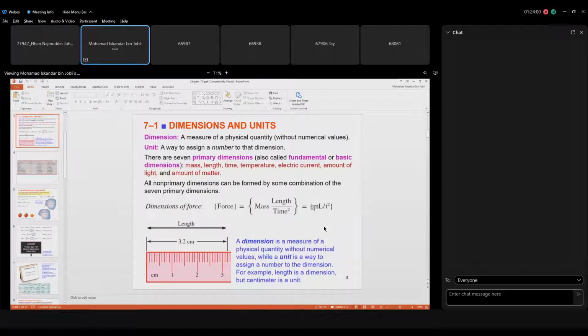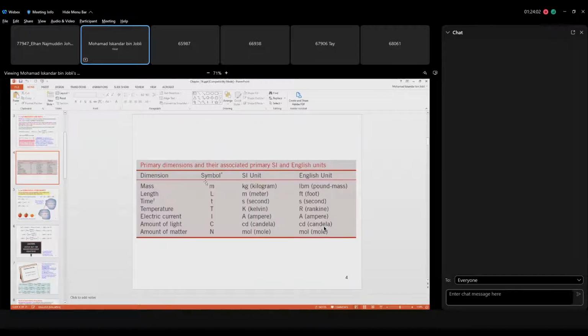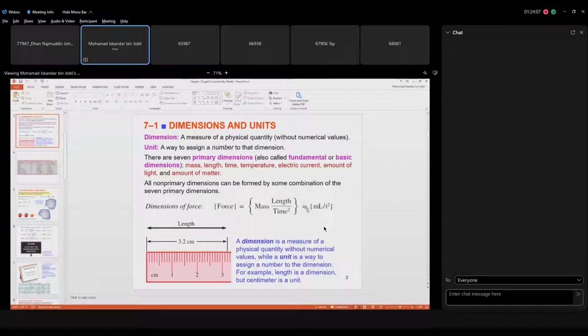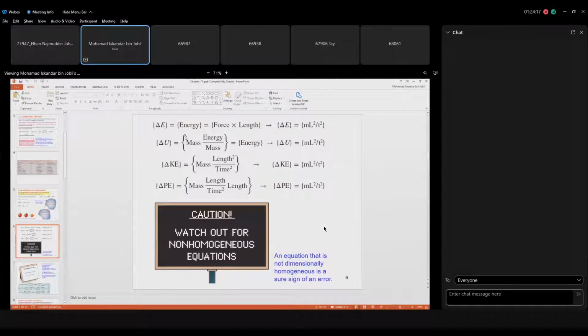So m is the mass, L is the length, and small t is the time. Force is mass M, length L over time square, t square. You have the force readily available here. Have a look at this one. Energy equals force multiplied by length. Force has already been defined earlier, you just need to multiply by length. Add another L. So earlier on, you have force ML over t square. Now, if you multiply with length, it's going to be ML2 over t square.